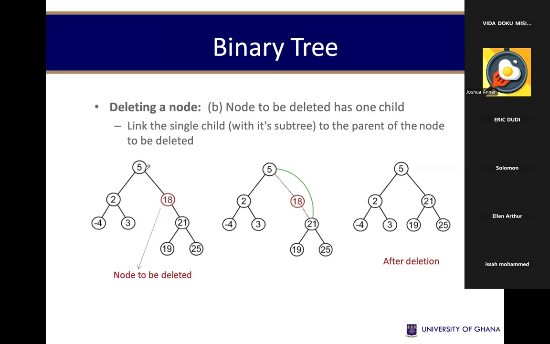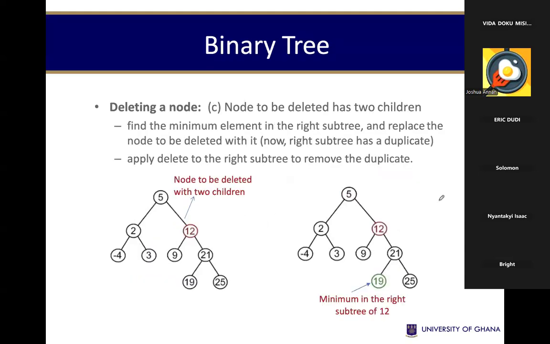Okay, so in that case, all I'm going to do is I have to first identify the parent, which is 5. When I identify the parent, then I'm going to link the parent to the child of the node to be deleted, right? Because it has 1 child, 18 has 1 child. So all I'm going to do is that I'm going to link the 5 to the 21, which is 21 as a child of 18. Once I do that, then 18 is gone. If 18 is gone, work is done. I can now be able to say that the final part after the deletion will be 5 pointing to 21. That's all. Are we good on that?